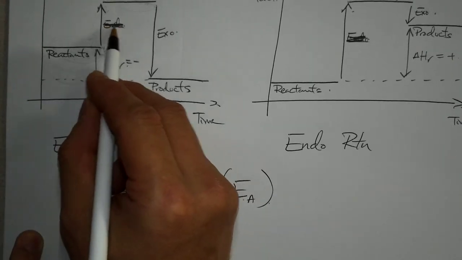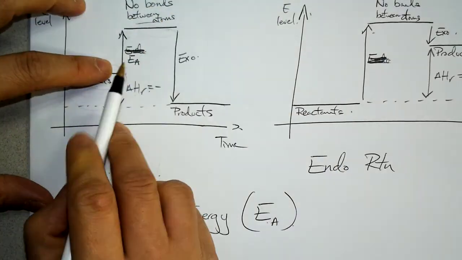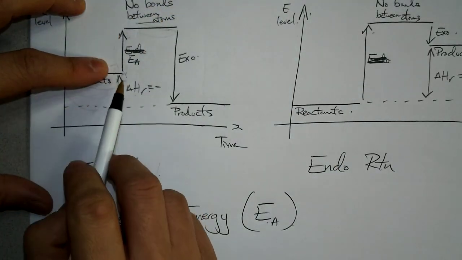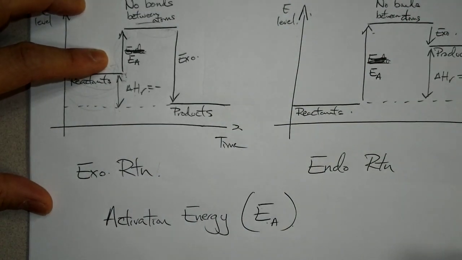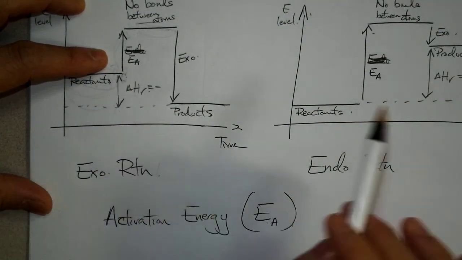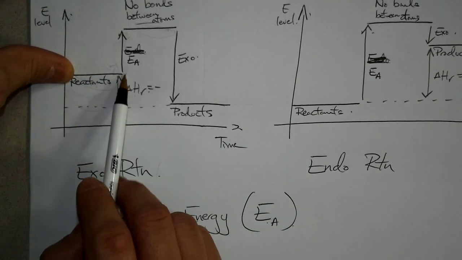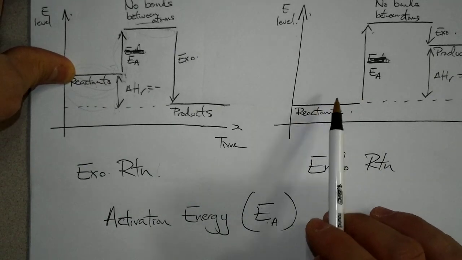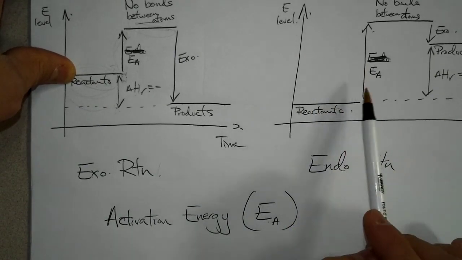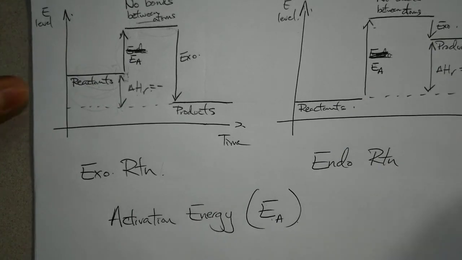So this here, EA, is the energy level that is required to break all these bonds. That's activation energy. Energy to break all the bonds in all the reactants. That's EA, activation energy. And you do have a textbook definition that you should write down.